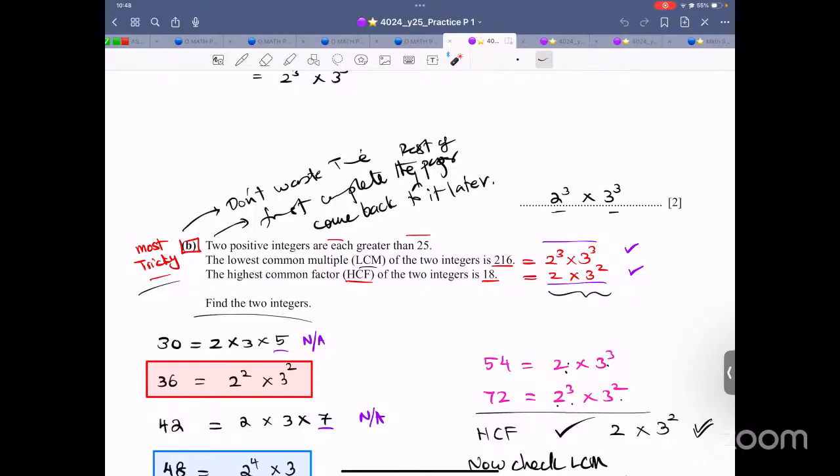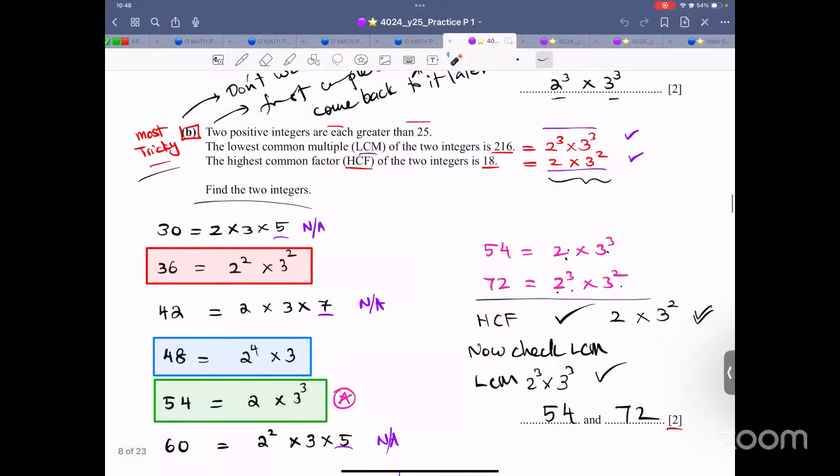Now it says two positive integers are each greater than 25. The lowest common multiple of these two integers is 216. The highest common factor of these two integers is 18. So 216 is this thing. 18, that is 2 into 9. 9 is 3 into 3. That's 2 into 3 squared. So this is the LCM. This is the HCF. Find the two integers.